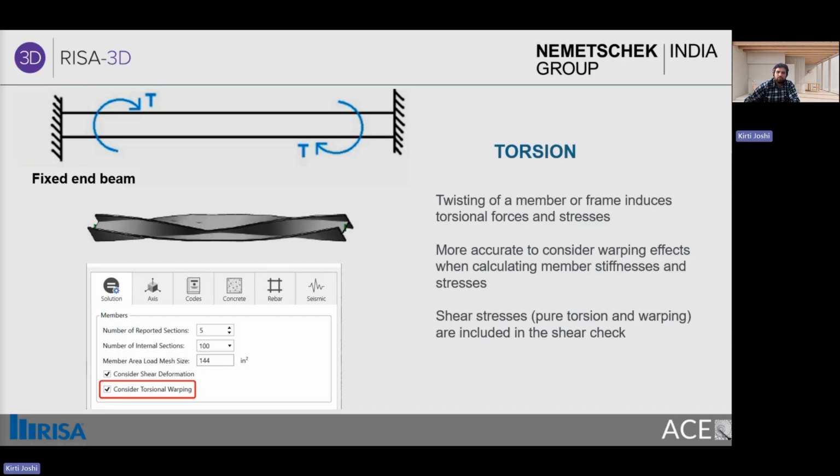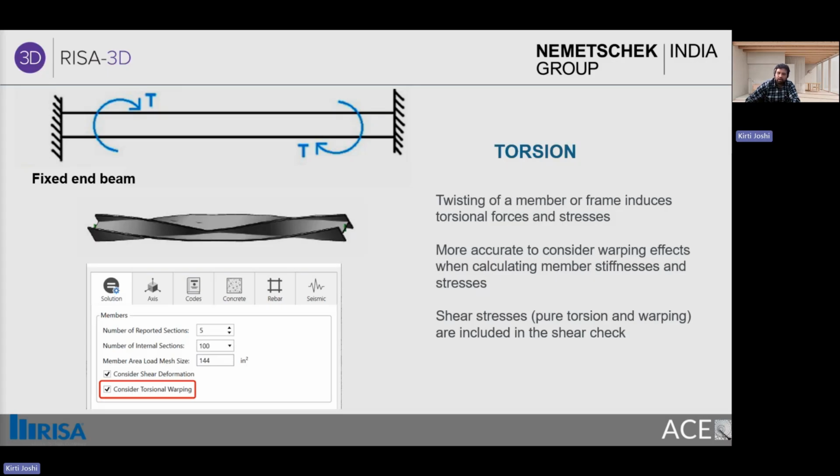Next we'll focus on torsion and what checks are performed in RISA 3D. The point I would like to highlight is that when there are significant moments on a member about its longitudinal axis, then torsion is going to control, and this is shown in the image on the left hand side with this fixed end beam.